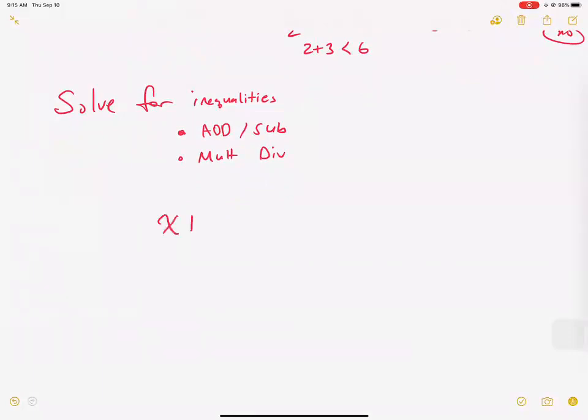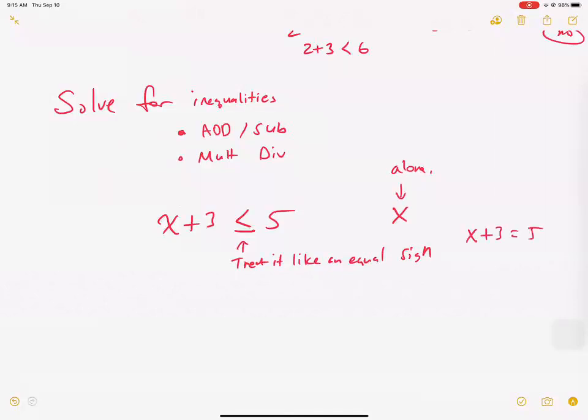If I say x plus 3 is less than or equal to 5, just like before, we want to get x by itself, alone. For x to be alone, I need to get rid of the 3. What we can do with inequalities is treat it like an equal sign. So if I think of it as an equal sign, we would just subtract 3 from both sides.